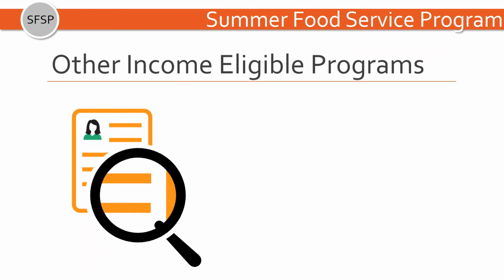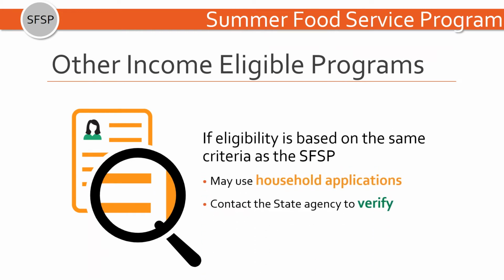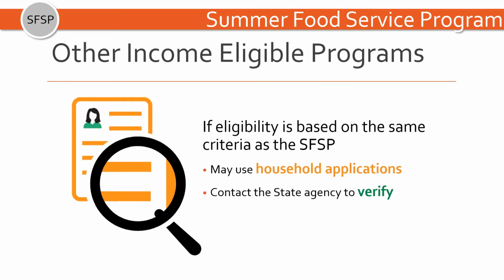Sponsors may utilize household applications from other programs that base their eligibility on the same criteria as the SFSP, but should contact the state agency to verify that the same thresholds and definitions are used for both programs. For example, sponsors can use documentation of income-eligible Upward Bound participants provided and certified by an Upward Bound grantee to document the eligibility of closed enrolled sites or residential or non-residential camps.